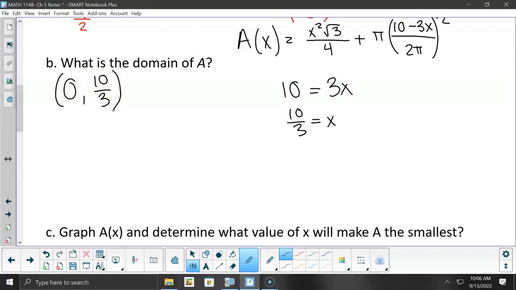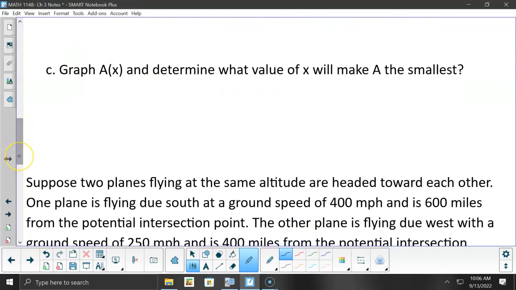I can't hit 10 over 3 for my triangle, because technically I'm still supposed to build a circle. I just didn't say it had to be visible. So it's going to be like this, like a little boop on your hand. That's going to be my domain. Now I'm ready to plug it into the graphing calculator so we can look at our minimum for the area.